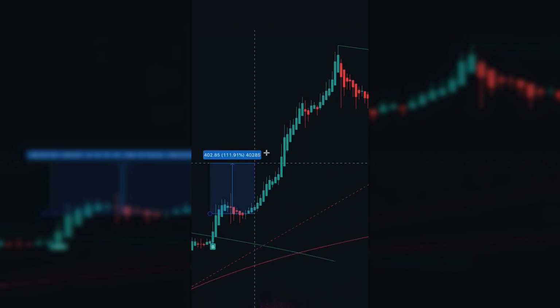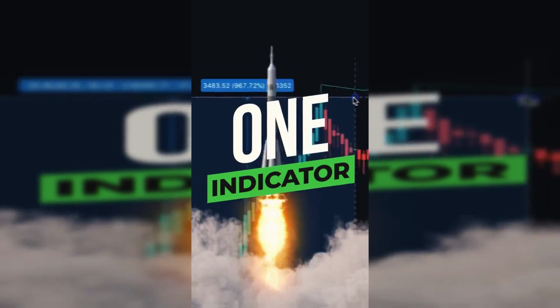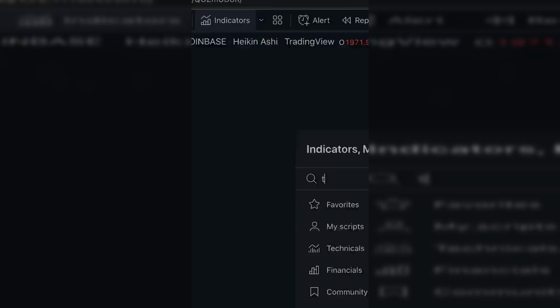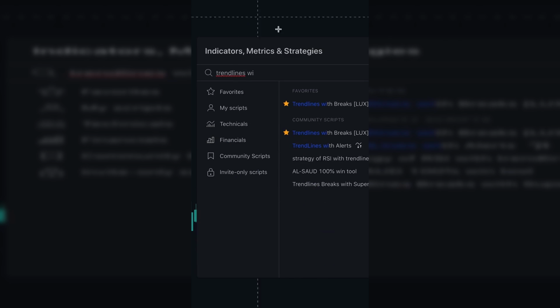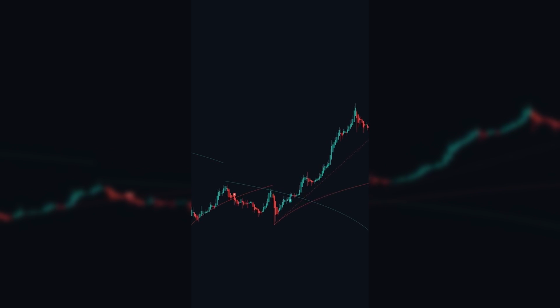I made almost 900% on a single trade using one simple indicator. First, you're going to want to go on TradingView and type in trend lines with breaks and click on this one by LuxAlgo. Next, we're going to go to the settings menu. Change the length to 24, change the slope to 1.6, and just make sure the slope calculation method is on ATR.